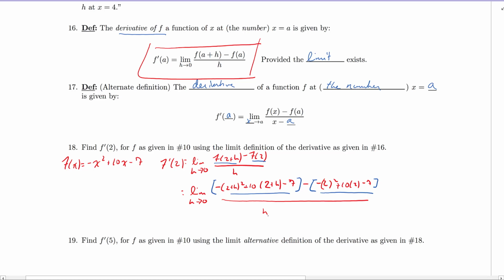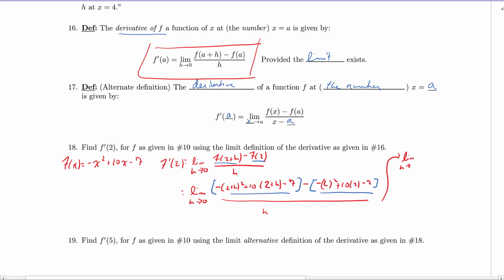At this point, folks, this should seem like familiar work. It's the exact same limit that we've been working with in the past two sections. The only difference is now we're calling this the derivative at x equals 2. So let's go ahead and finish computing this.